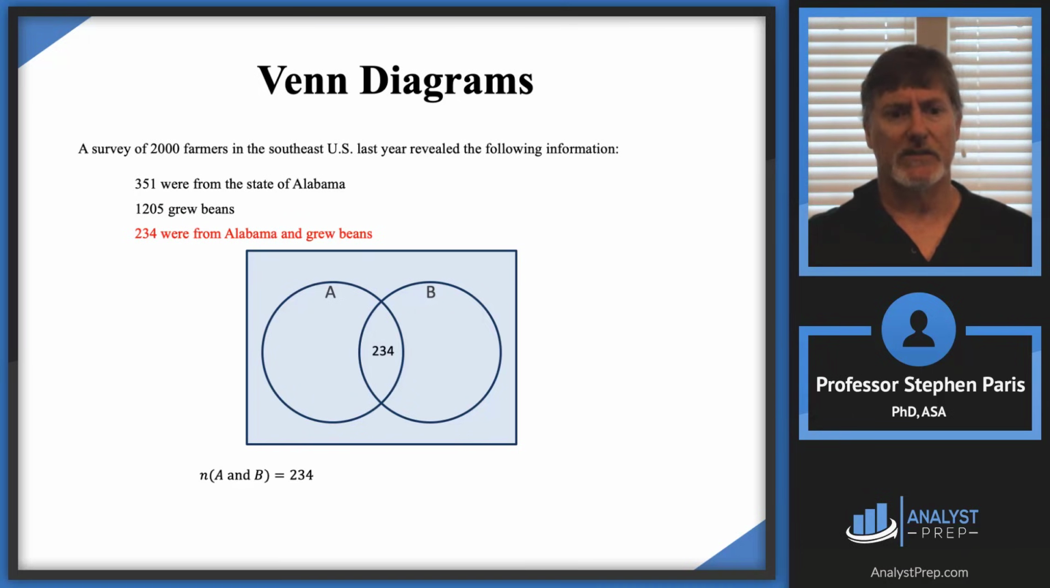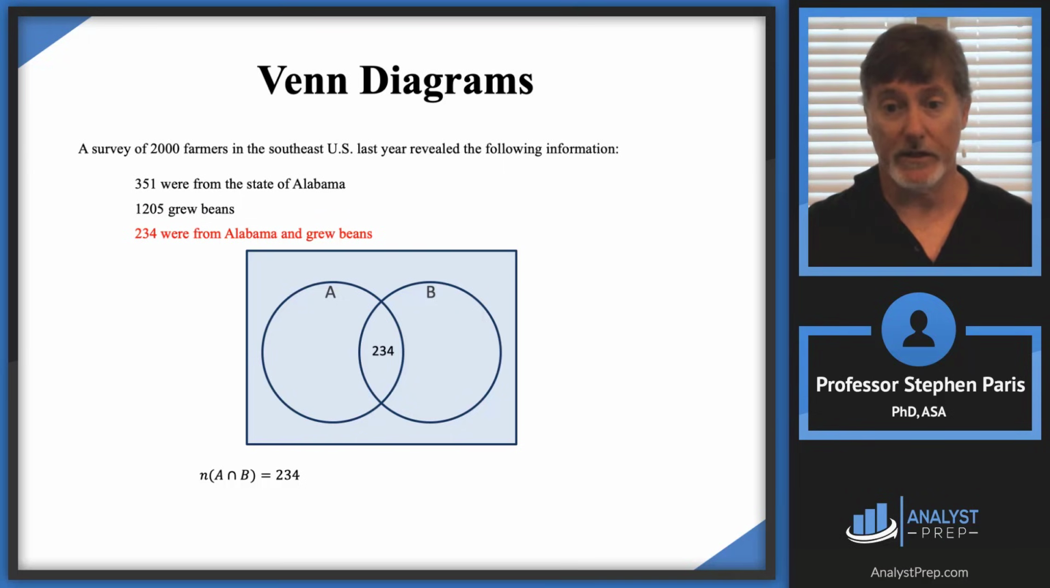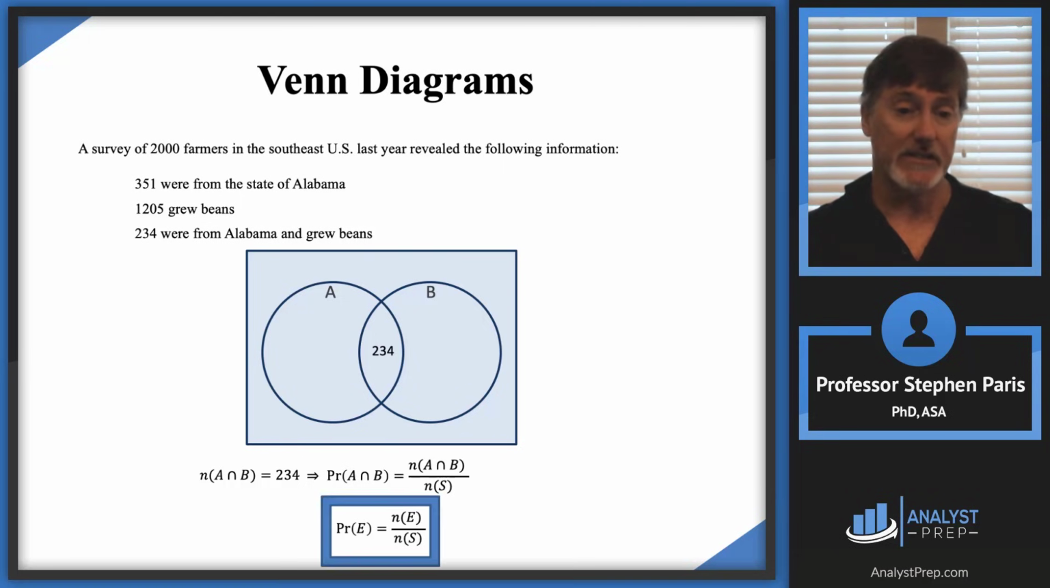I would write that as the number of outcomes of A and B, and using set notation, the word "and" is synonymous with an intersection, so I'll write the number of outcomes of A intersect B. And from there, I can talk about, well, what is the probability of A intersect B? Well, it's the number of outcomes of A intersect B divided by the number of outcomes of the sample. That's just the basic probability fact for any event.